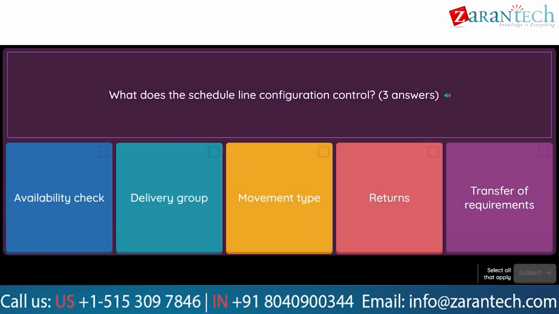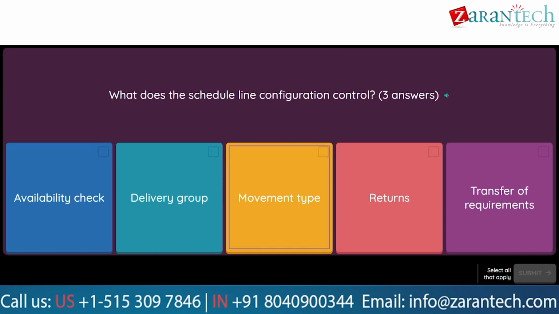Question: what does the schedule line configuration control? 3 answers. Option 1 availability check. Option 2 delivery group. Option 3 movement type. Option 4 returns. Option 5 transfer of requirements.